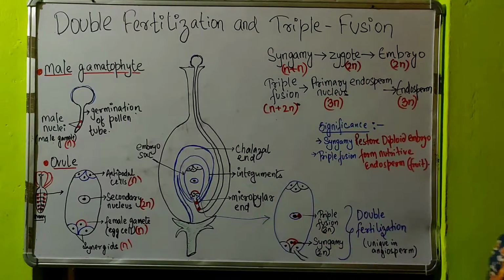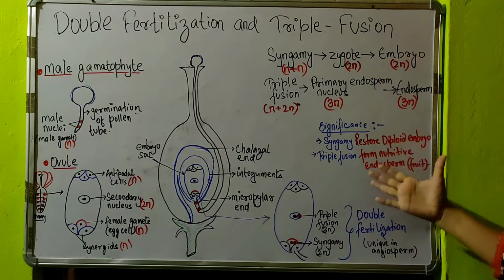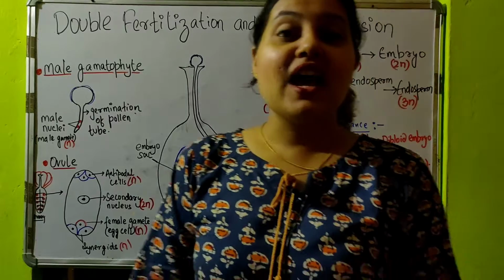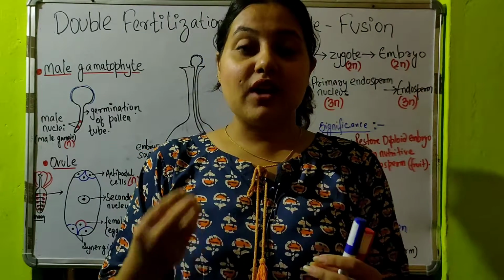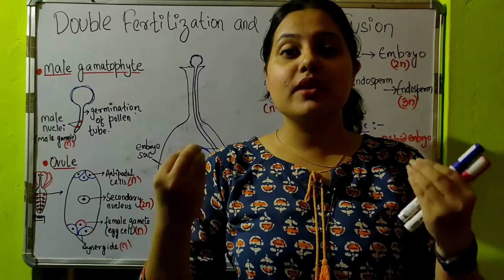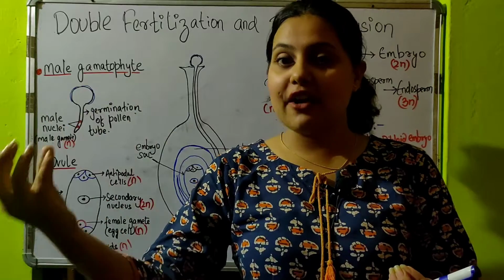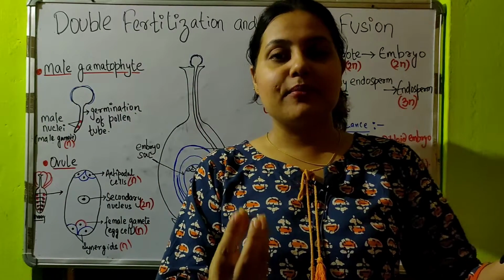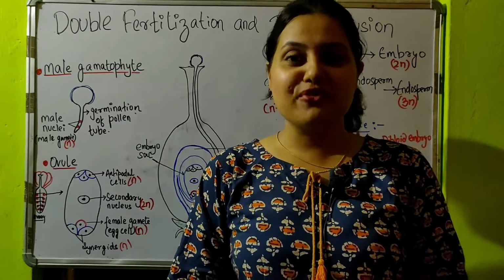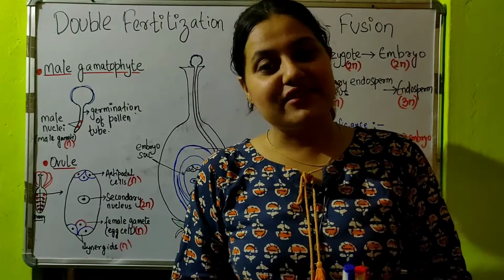Now you see the significance of the process. Syngamy restores the diploid embryo. What this means is that the chromosome number needs to be balanced. The chromosome number in the embryo should always be diploid, because half, that is n, comes from the male and the n from the female, and they combine to form 2n. And the diploid nature of the embryo is restored.